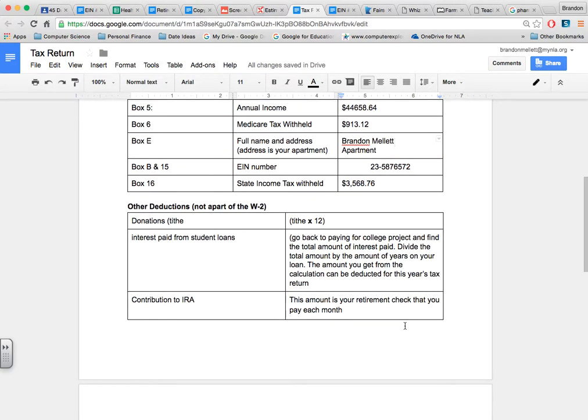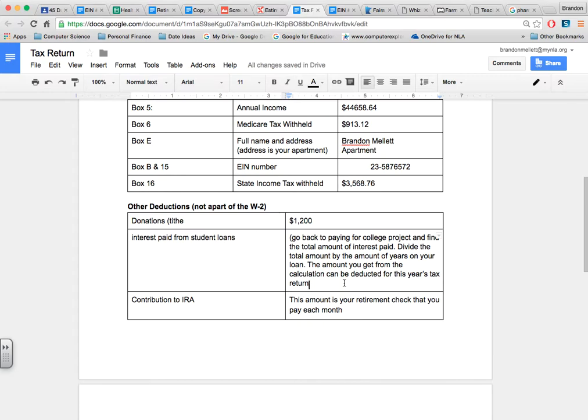We can add some other deductions that we could also deduct for our tax return. So donations. Donations would be considered your tithe. A best place to find what you've been paying each month on your tithe is to go to your check register, and whatever that amount might be times 12. So let's say, for the sake of example, that you've been paying $100 in tithe each month, times that by 12, you're at $1,200, which we can deduct.